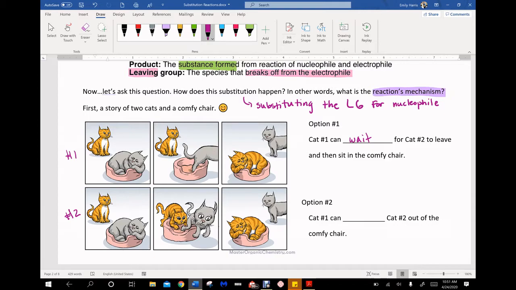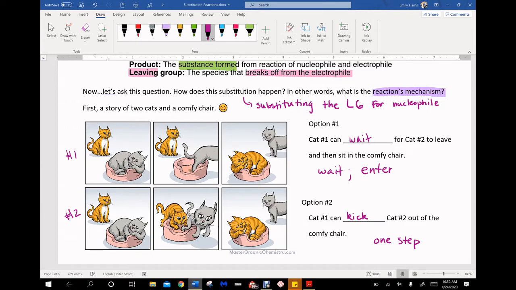All right. Now option 2 is a little bit different. In this case, cat 1 does not wait, but he kicks cat 2 directly out of the comfy chair, all in one step. So there's one step. He's not waiting. Cat 1 goes in while cat 2 goes out. In the first option, it was a two-step. There was the wait, and then the enter into the chair.